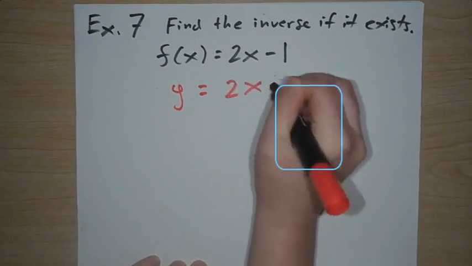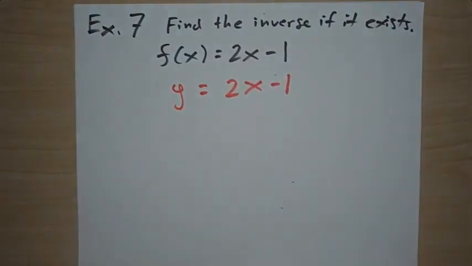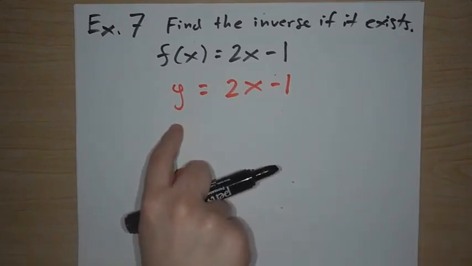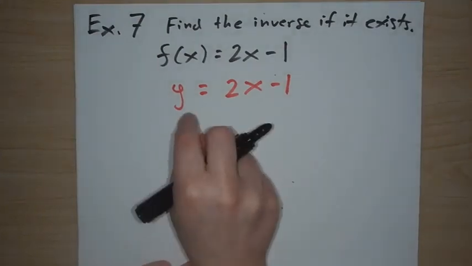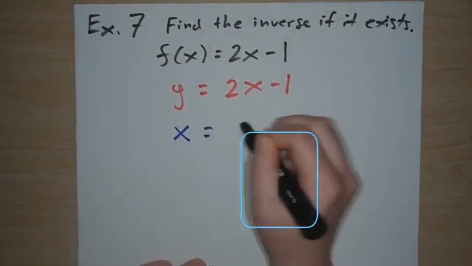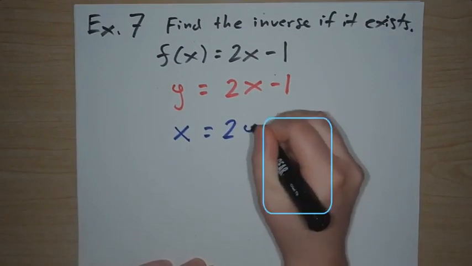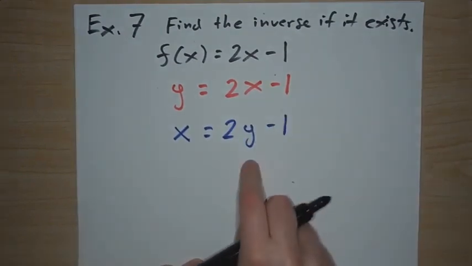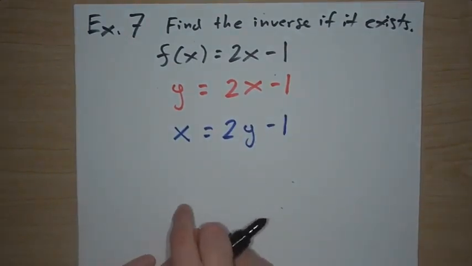So you have y is equal to 2x minus 1. And we're going to swap the places of the x and the y's to find the inverse. So for the inverse, instead of this y, we have an x. And instead of this x, we have a y. And now we're going to solve for y.